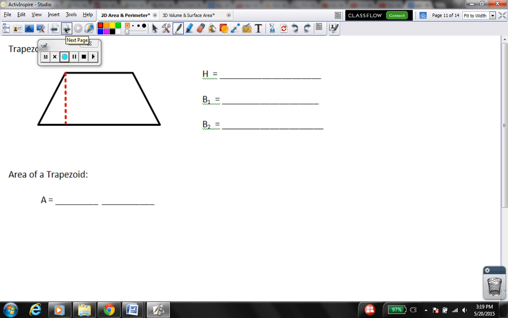Next on the list is the trapezoid. The trapezoid has one pair of parallel lines, so it's a little bit different than all the other polygons that we've dealt with thus far. In here we have three different values. We have a height, and we have two different bases. One is noted as base 1, the other one is noted as base 2. It does not matter which one you place where, as long as you don't call them the same thing.